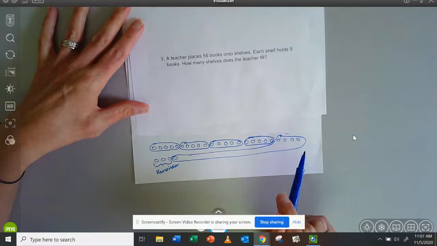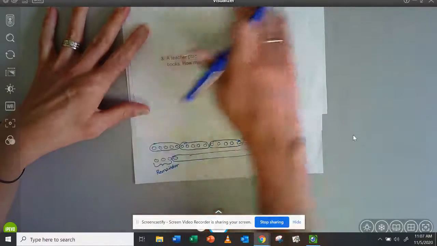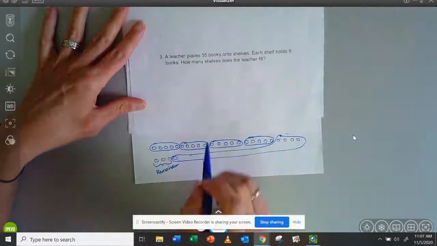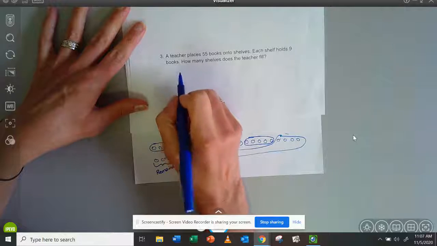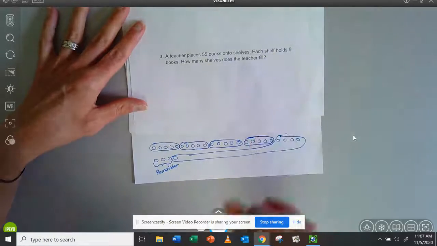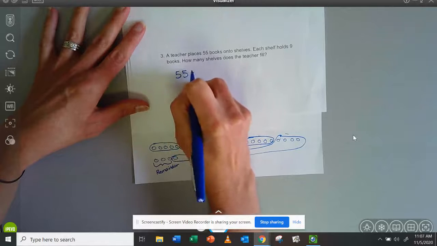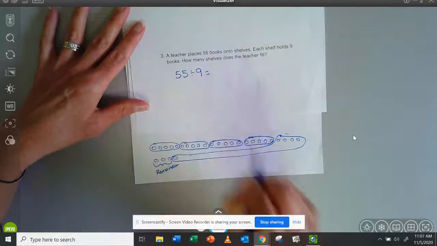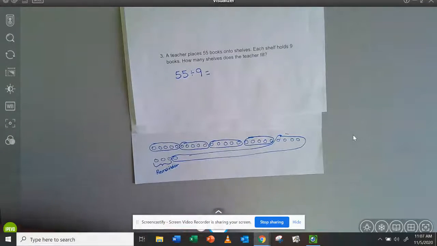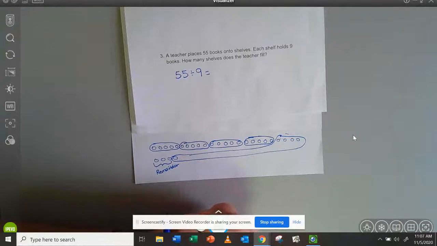So I have 55 books, and I'm going to split them up onto shelves. Each shelf holds 9 books, so 9 books per shelf. So 55 books divided up into groups of 9. So 55 divided by 9. All right. So I have 55 books. I'm going to split it up into groups of 9. I'm going to use my fact knowledge to help me figure this out.